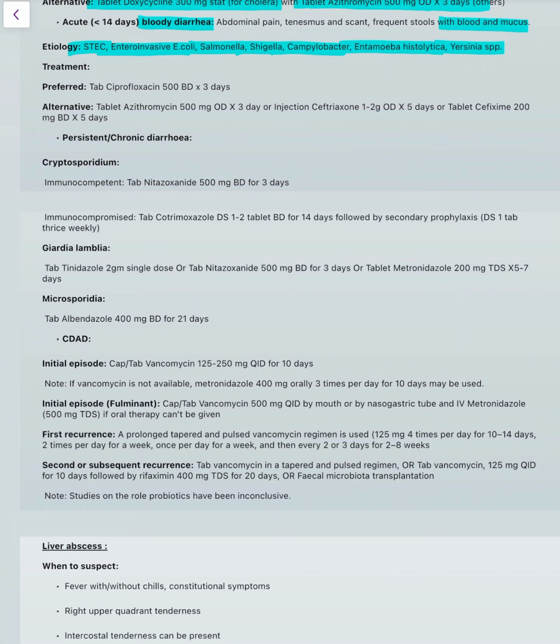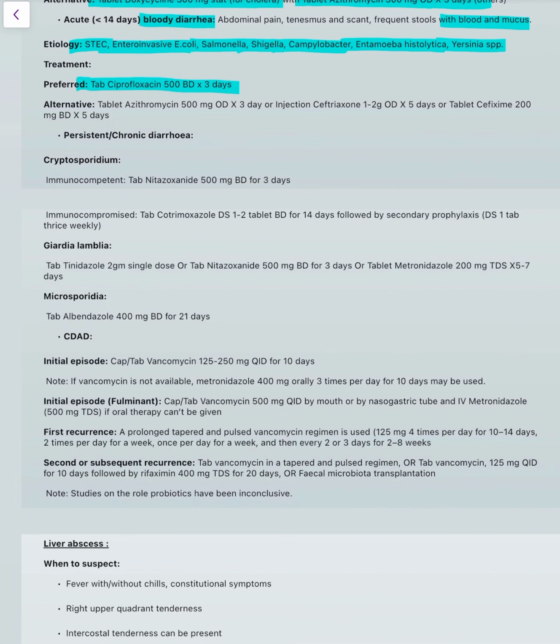The treatment is the same: tablet ciprofloxacin 500 mg BD for 3 days. A single antibiotic is enough for this etiology. Right, alternatives to this are tablet azithromycin 500 mg OD for 3 days, or injectables like ceftriaxone 1 to 2 gram OD for 5 days, or tablet cefixime 200 mg BD for 5 days.